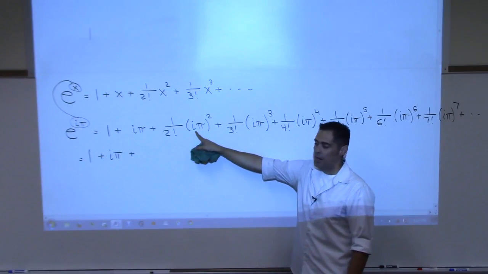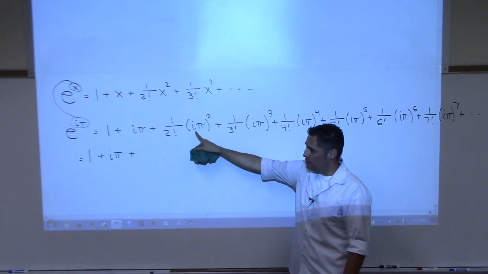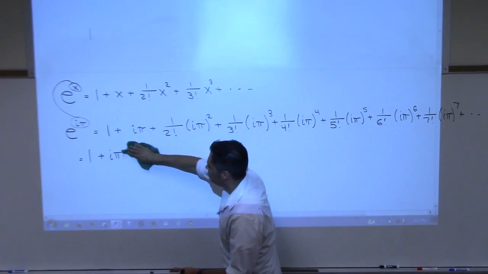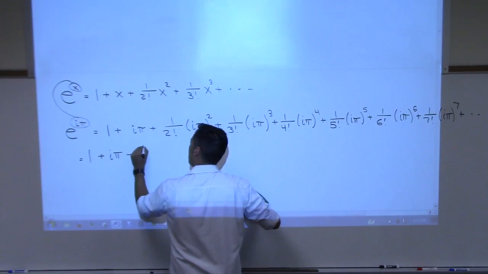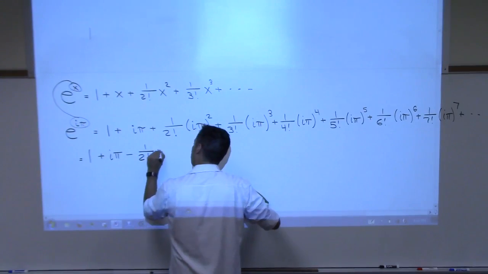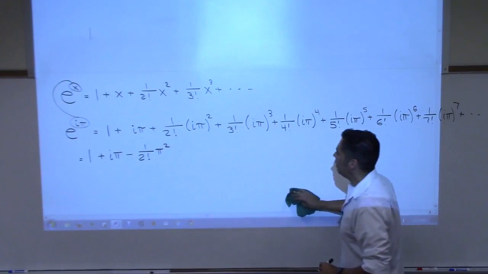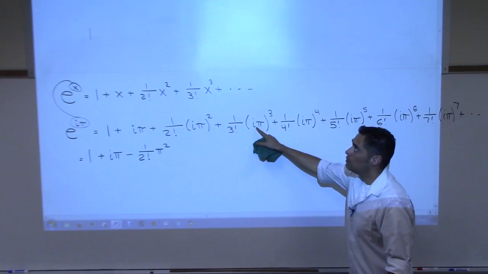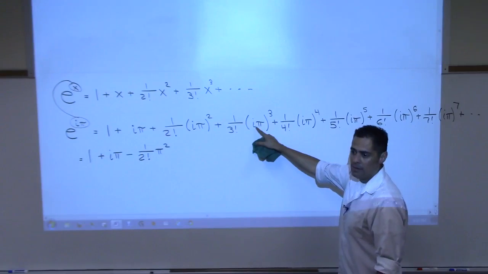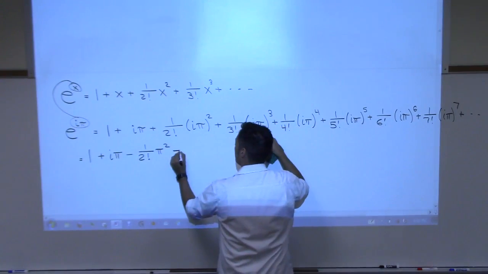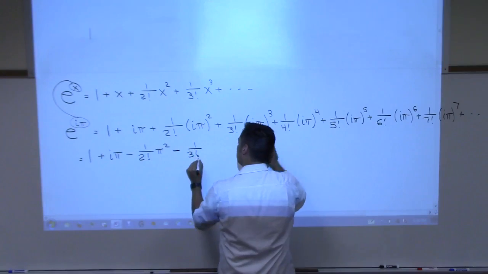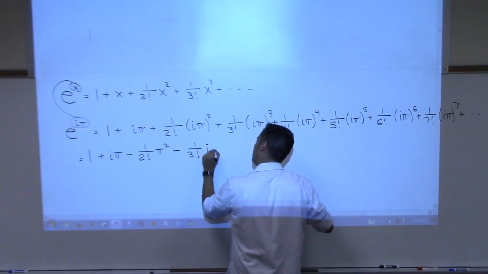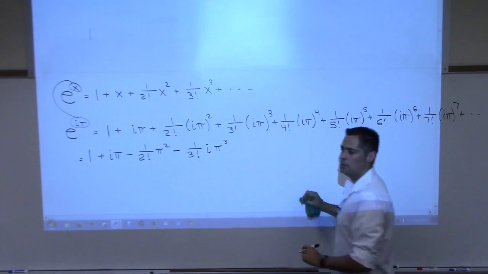When you square i, what do you get? -1, right? And then when you square pi, you just get pi squared. So here's how I'm going to write this. I'm actually going to take that plus away. I'm going to make it minus 1 over 2 factorial pi squared, right? The next one, what is i cubed? Negative i, right? So watch how I write this. Minus 1 over 3 factorial i pi cubed.